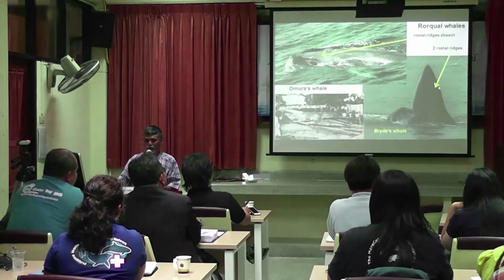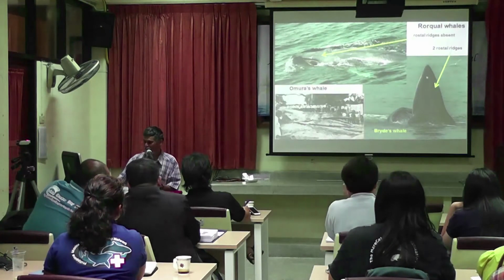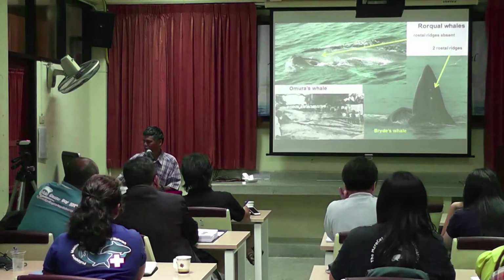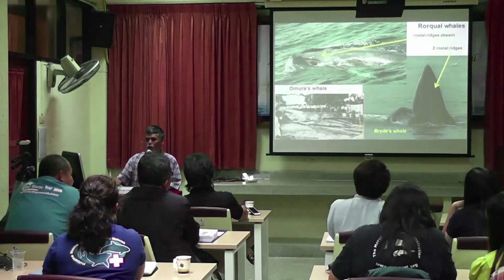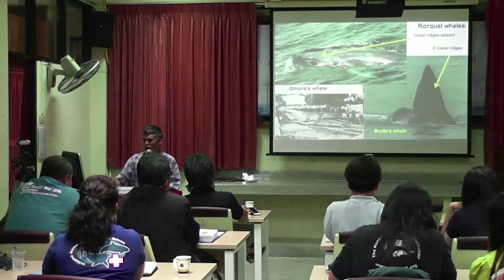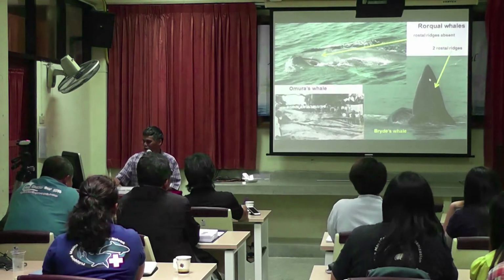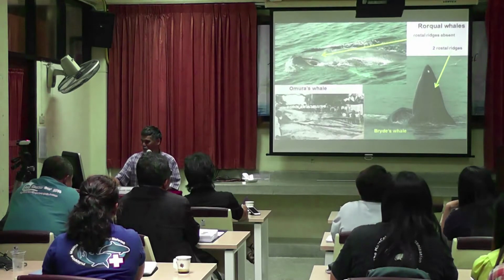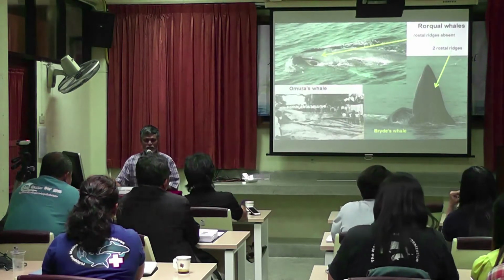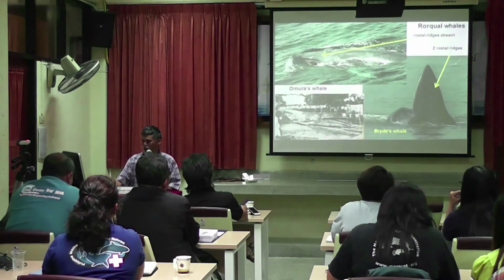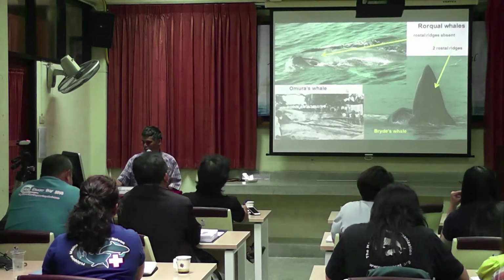But most of them differ only in size, but their type of the keel on their dorsal are different from the Omura's one. The Omura's has no keel, whereas the Bryde's whale has 3 keels, including the center keel. So this one can be used for rough identification of the living one or the fresh stranded one.